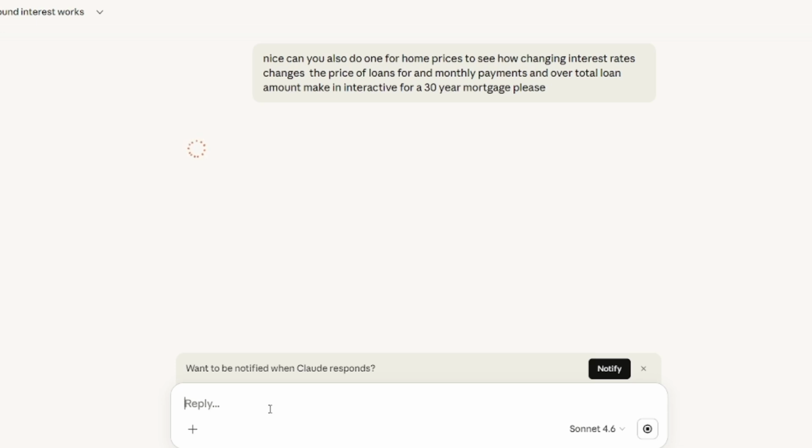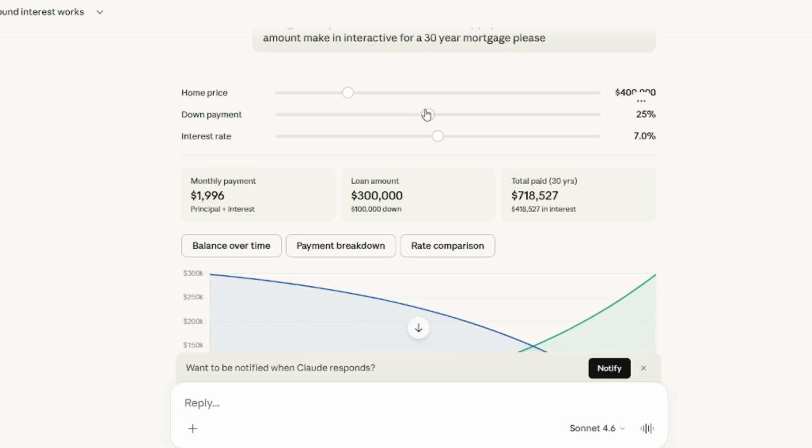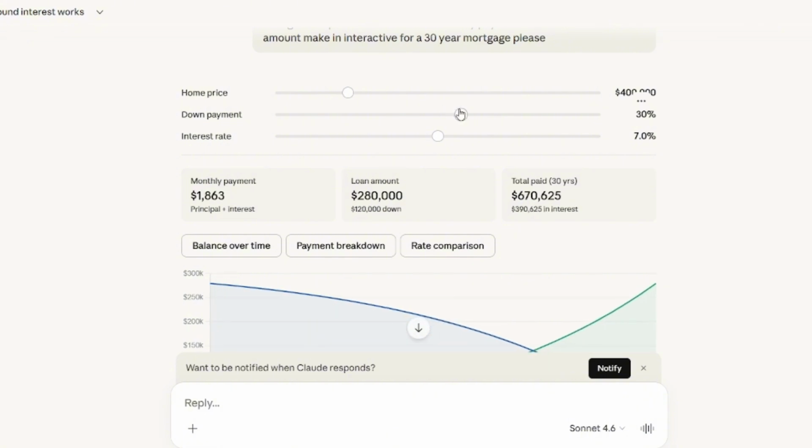And guess what? It spat out this interactive graph that defaults to 400,000 that shows you how big you want the down payment in percentage terms, as well as the interest rate. So it shows you how much you got to pay monthly, the total loan amount, and the total paid for a 30-year mortgage. And a 30-year mortgage is a standard. I know Trump is trying to do this 50-year mortgage thing, but 30 years right now is the standard.